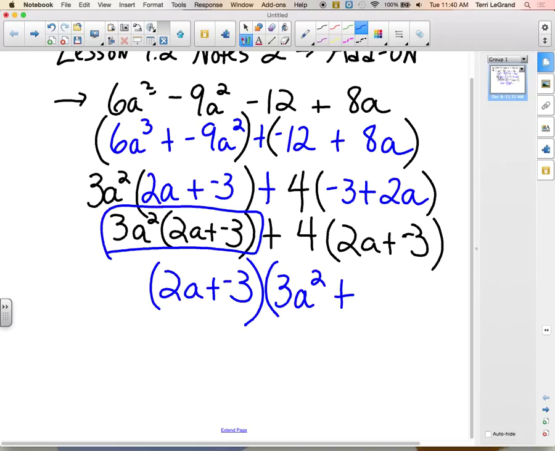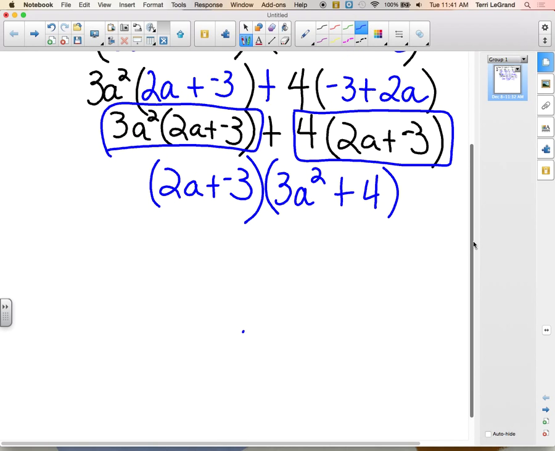After we divide 2a plus negative 3 out of the second term, what would we have? 4. There's our other binomial factor, no plus signs between these two binomials. Our GCF is one factor, and the result after dividing that out is our other factor. Okay, now, does that need cleaning up? Yes, it does. So we clean this up. What's the first binomial? 2a minus 3. Does the other one need cleaning up? No, so we can leave that one like it is.